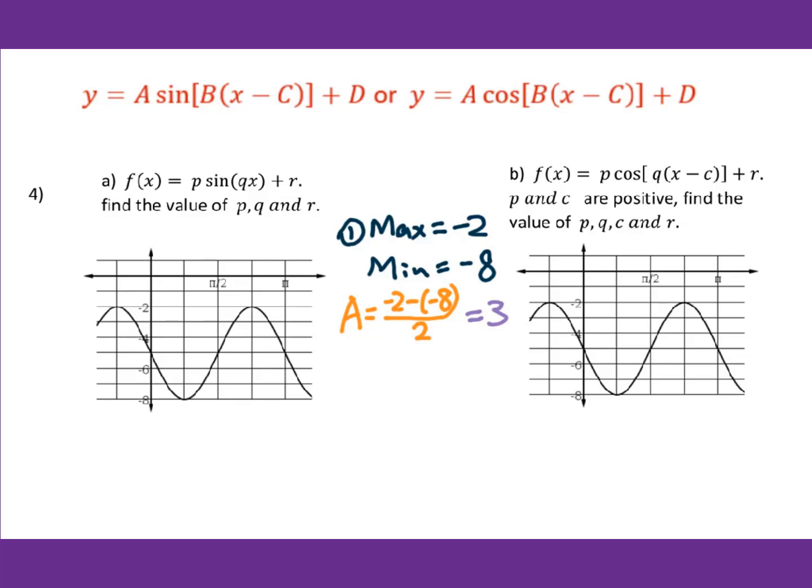For D, we do negative 2 add negative 8 over 2. That's negative 5. So we need to draw the midline, that's y equals negative 5.